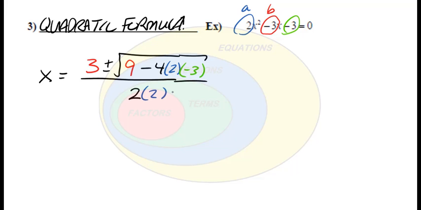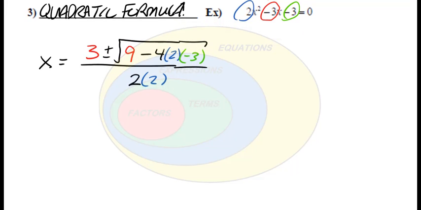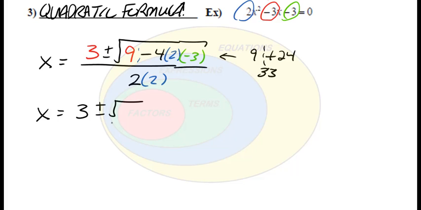So with the quadratic formula, we then need to simplify. We have the two terms underneath the square root. We want to simplify that first. We'd have 9, and then -4 times 2 times -3. -4 times -3 is positive 12, times 2 is 24. So that'd be a positive 24. 9 plus 24 is 33. So we end up with x equals 3 plus or minus the square root of 33.